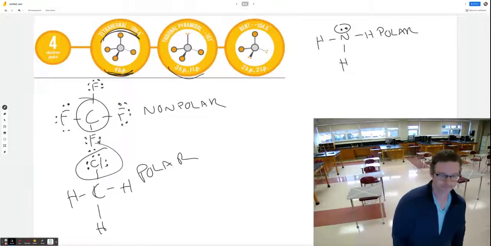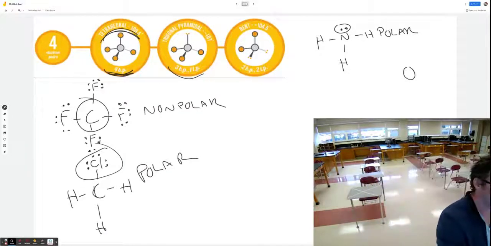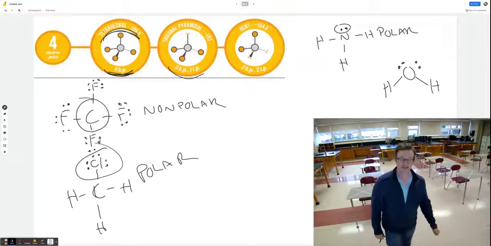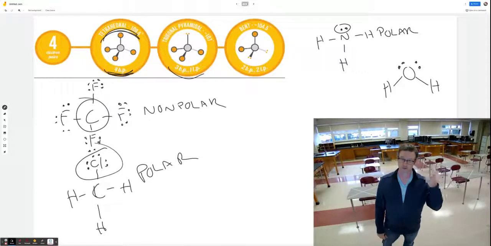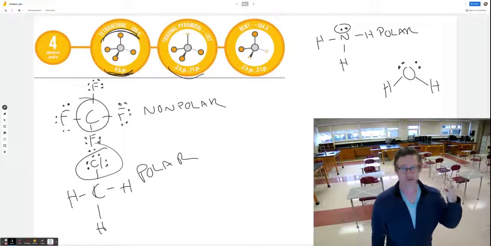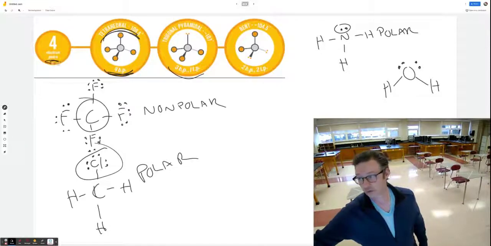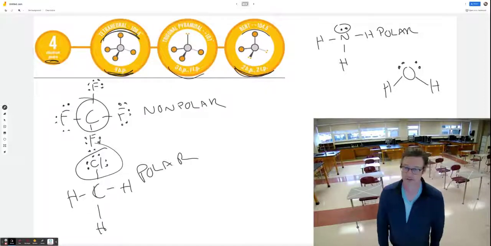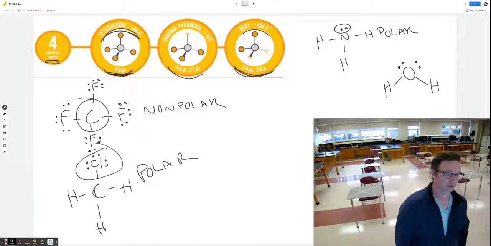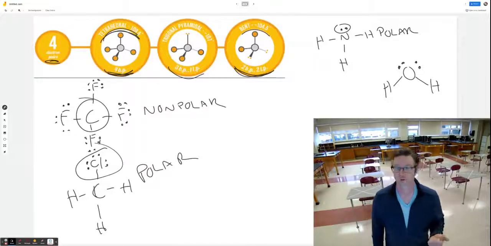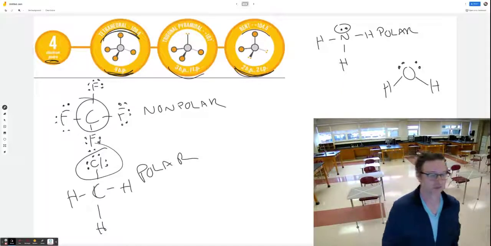All right, last one. Bent shape. This is the one I showed in class. Water molecule. You have an oxygen connected to 2 hydrogens, so 2 atoms, 2 bond regions. Plus it has 2 pairs of electrons. So 4 total regions of electron density, 2 of them are bonds, 2 of them are lone pairs. That is a bent shape. So first question, are the terminal atoms the same? Yes, they're both hydrogen. Move on to the second question. Are there lone pairs around the central atom? Yes. Polar.